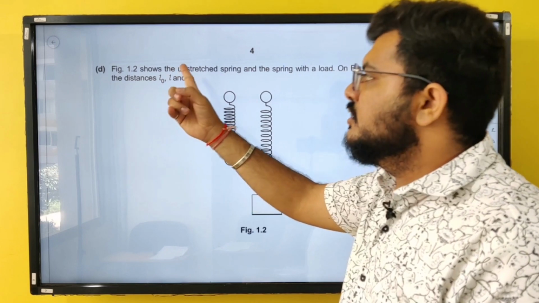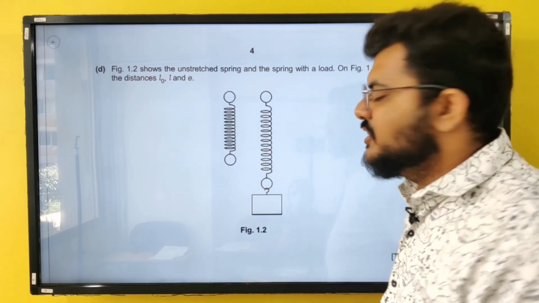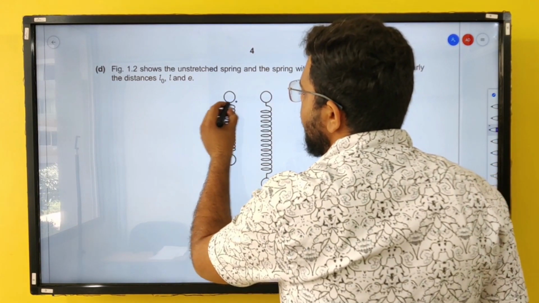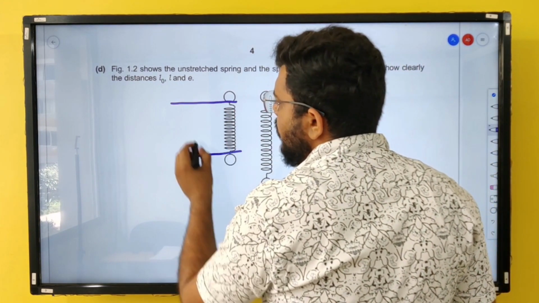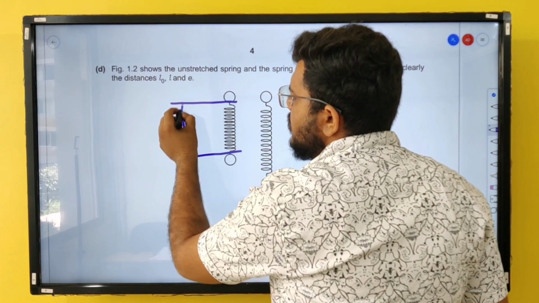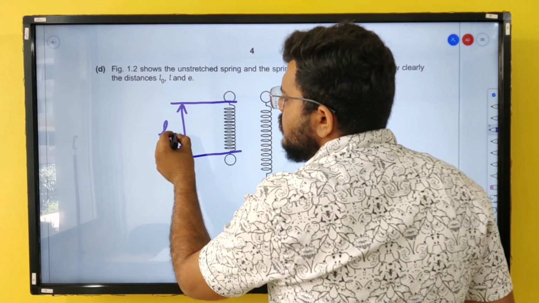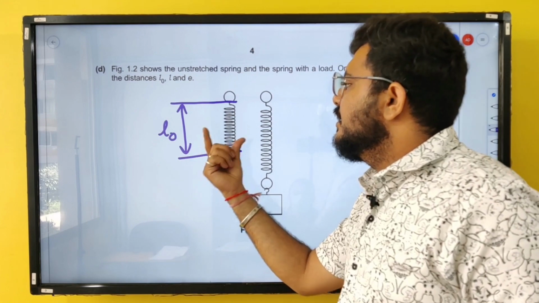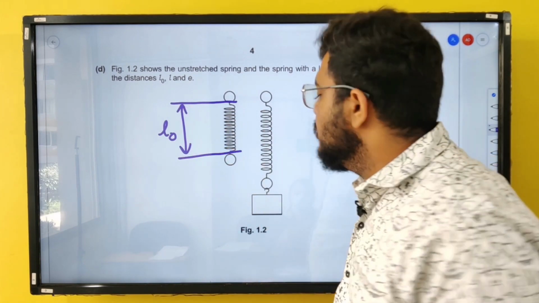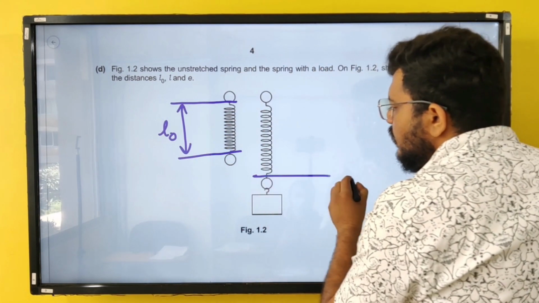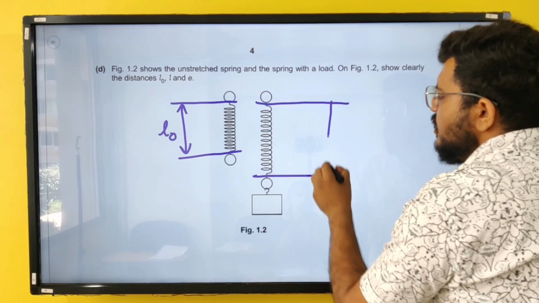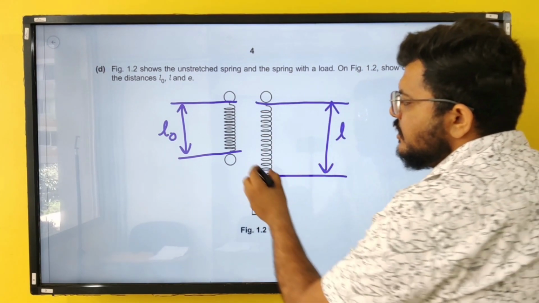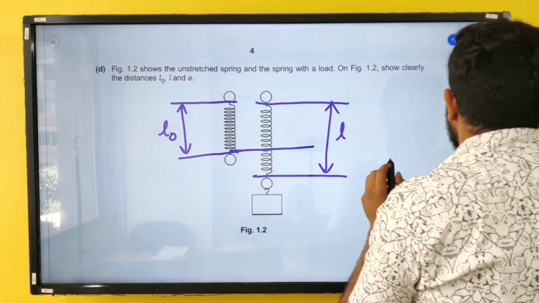So the initial length, the extended length and the extension, right? So what I'll do, I'll just show it here that from the starting of the spring to the ending of the spring, this is L0, right? Please use a scale, draw a straight and clear line to show that this much is L0. This much should be L, right? This is the extended length.